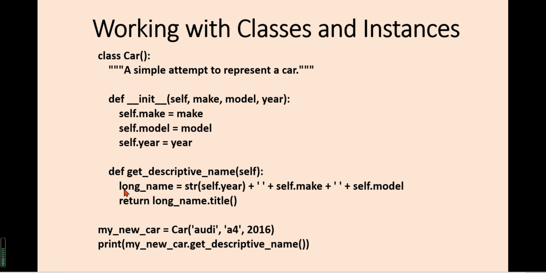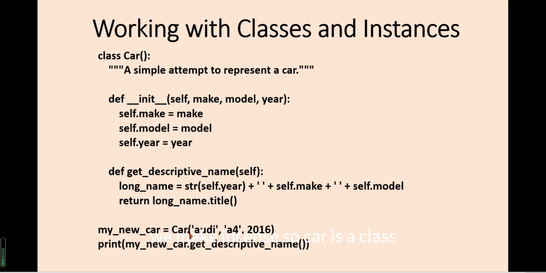Inside the function will be a variable called long name created with the concatenation of year, make, and model. Then we return information, return this variable's title form. Then after we have created this class called car, we can make an instance of car. So this is an object called myNewCar created, and the right side is where we make the instance.